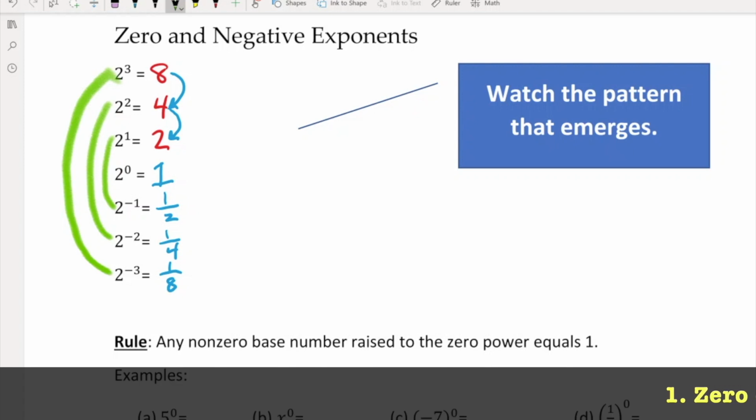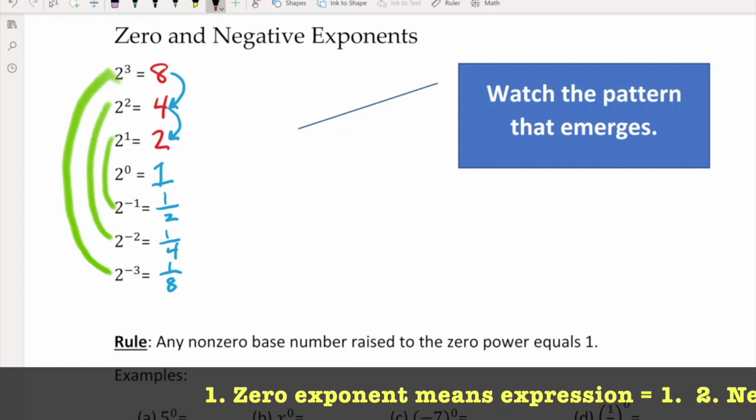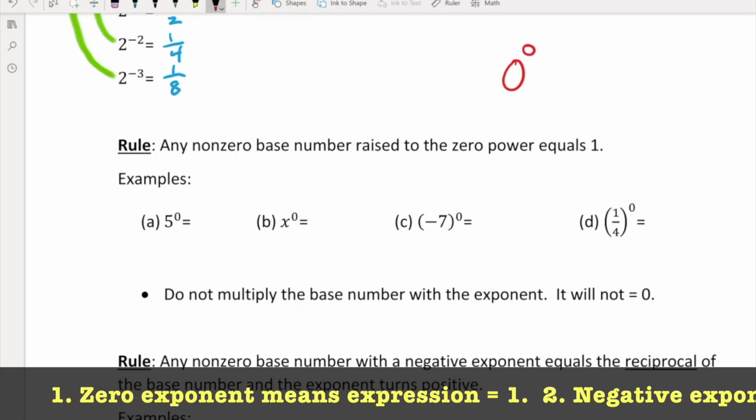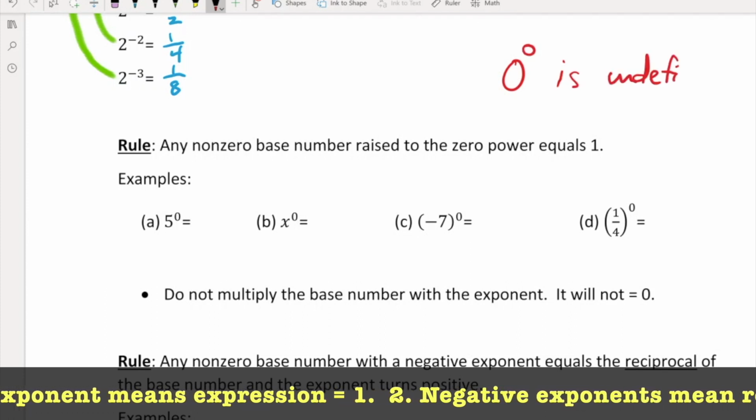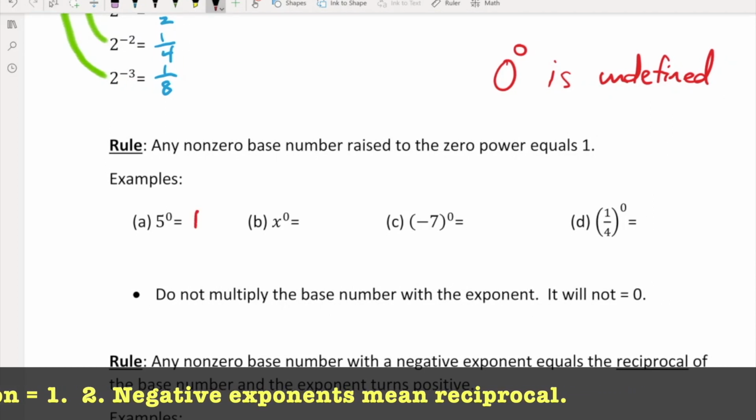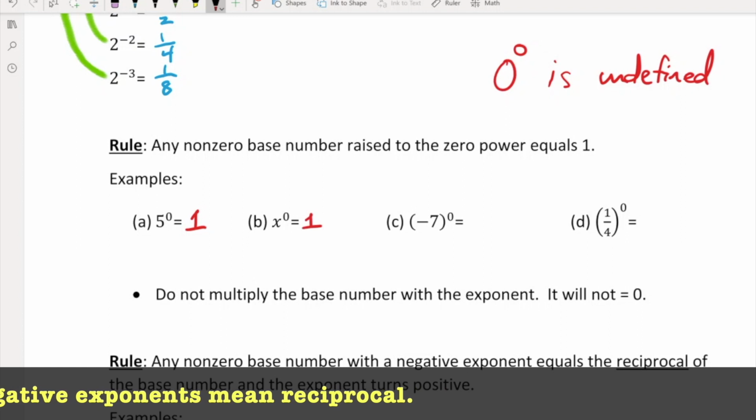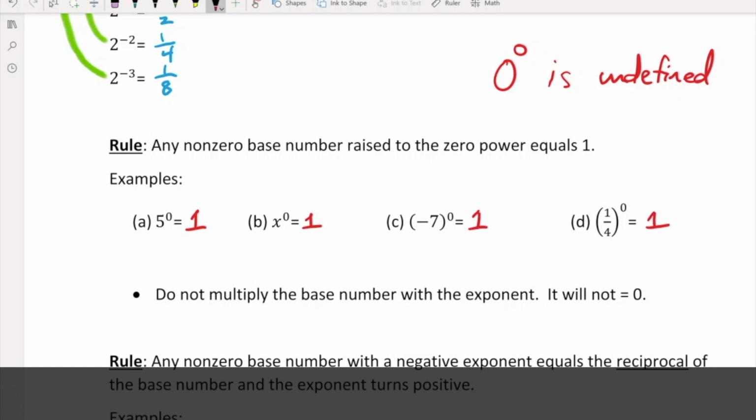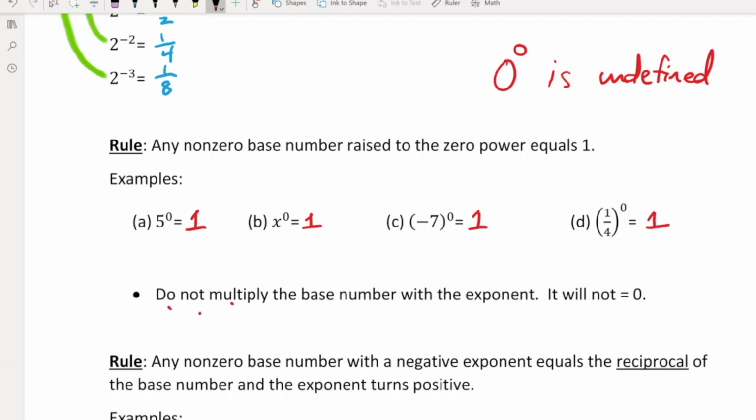Two things we've learned so far. The 0 exponent is equal to 1, and negative exponents mean reciprocals. Let's look at a few examples and apply that. 0 to the 0 is undefined, but any other number to the 0 power is equal to 1. Example, 5 to the 0 is 1. X to the 0 is 1. Negative 7, notice the parentheses around the negative, is 1. Even a fraction, 1/4 to the 0 is 1. The answer is not 0. Do not multiply the base number with the exponent. It will not equal 0. That's a very common mistake.